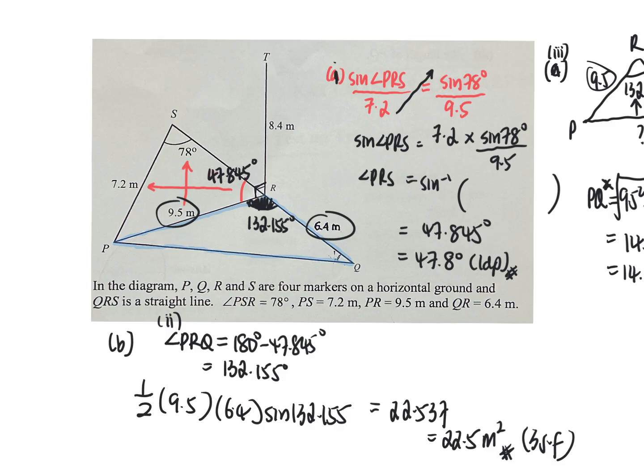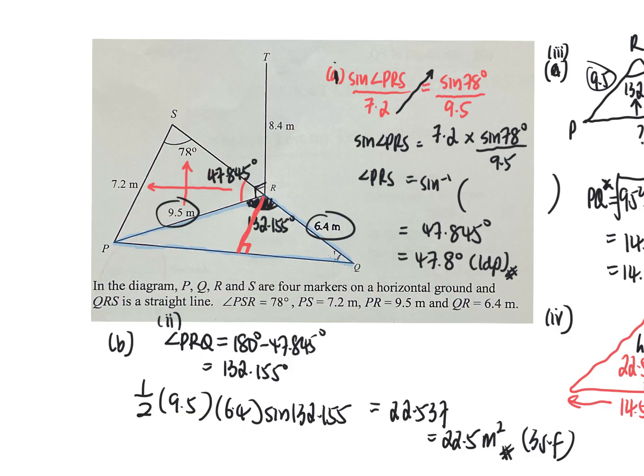Okay, so next one is part 4. This one I've mentioned a few times before. When we say shortest distance, it is always the perpendicular distance. So if I drop a perpendicular line from here, let's say this is the 90 degrees, this is always the shortest distance. I have just found the area of this slice to be 22.537. I know that PQ is 14.5884.